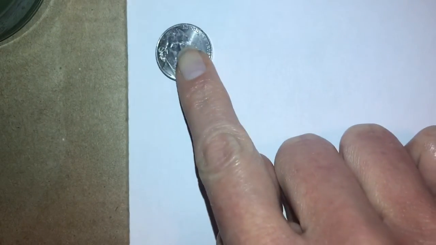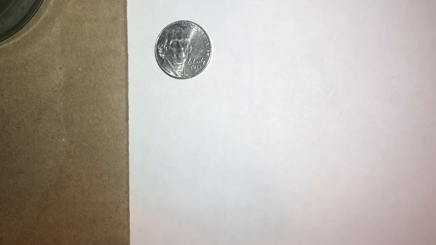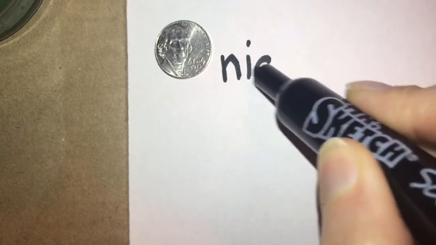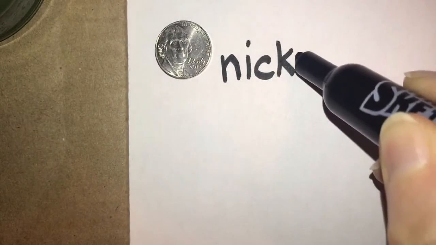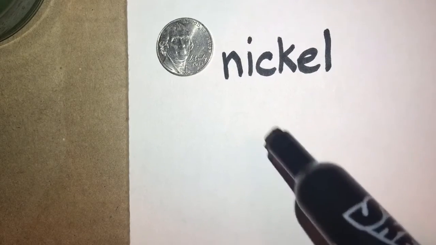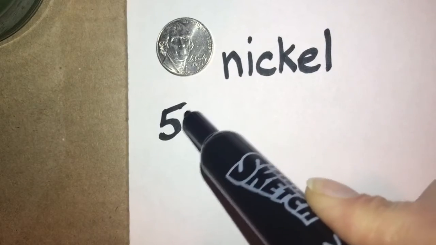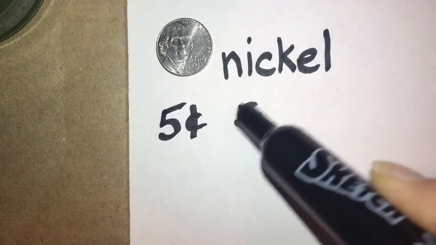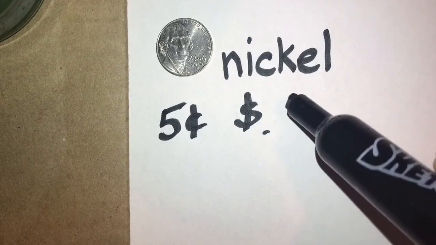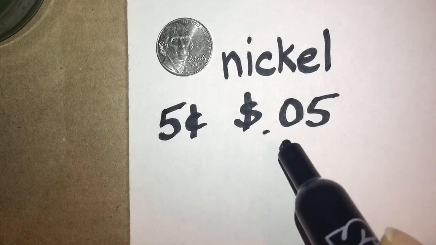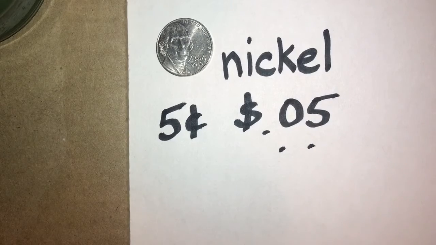If you know how to spell nickel, I'll give you a second to kind of spell that. We're going to have an N, short I, C-K, E-L. So we have nickel. And the way we're going to write 5 cents is either the 5 followed by the cent symbol or $.05. Again, that's your tenths place, and that's your hundredths place.